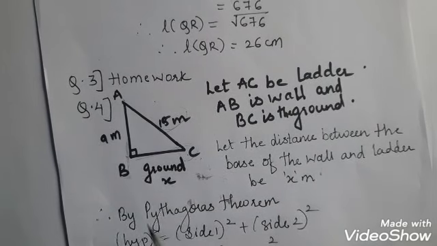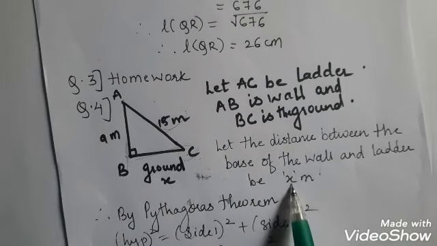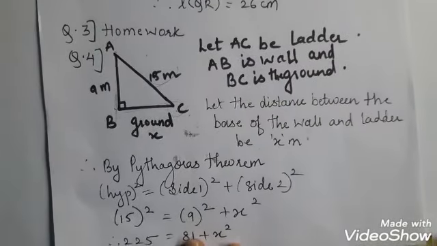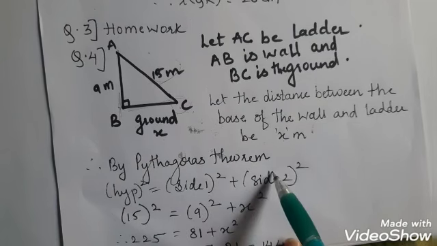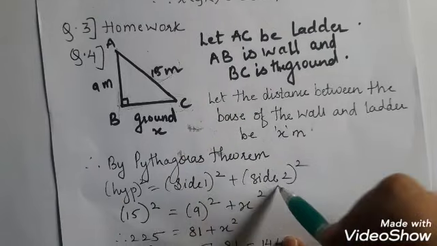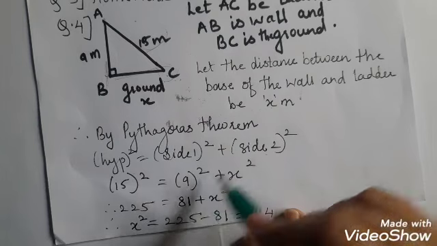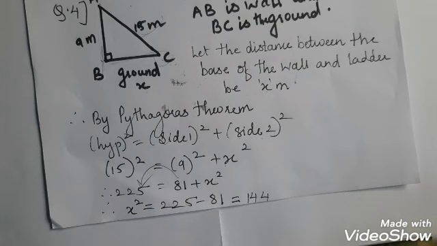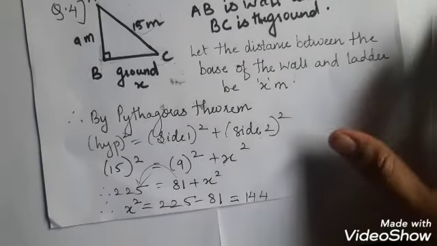Let us assume, let x be the distance between the base of the wall and the base of the ladder, which is x. By using the Pythagoras theorem in triangle ABC, hypotenuse square is equal to side 1 square plus side 2 square. So the hypotenuse is 15 square, side 1 can be 9 and side 2 can be x. So 225 is 15 square and 81 is 9 square plus x square. Shift this to that side, so that becomes 225 minus 81.